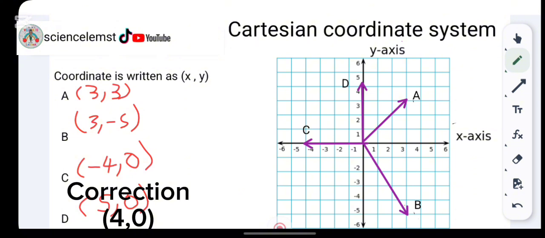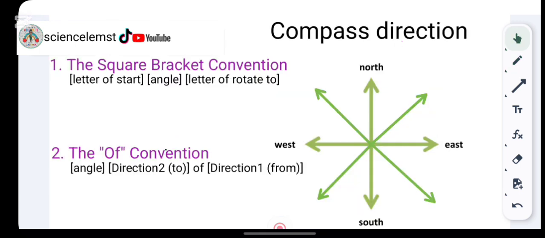I think that's pretty easy. So if I ask you the point here, the origin, what would you say the coordinate for the origin will be? The coordinate for the origin will be 0, 0. Don't forget that.